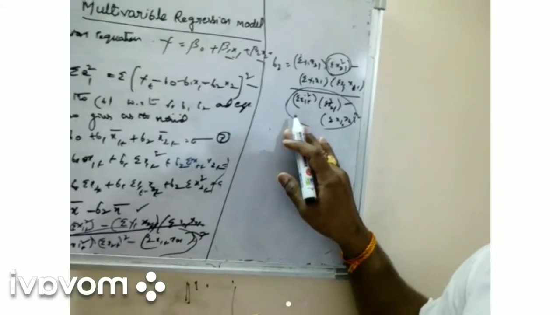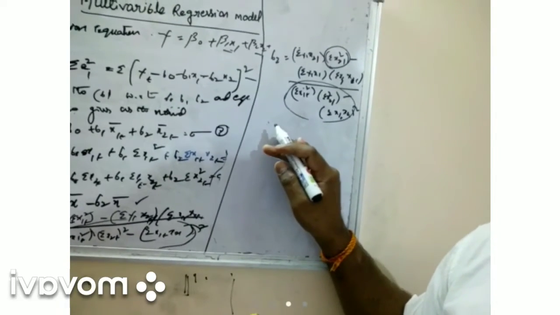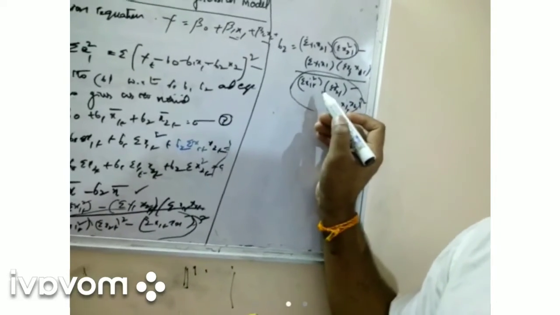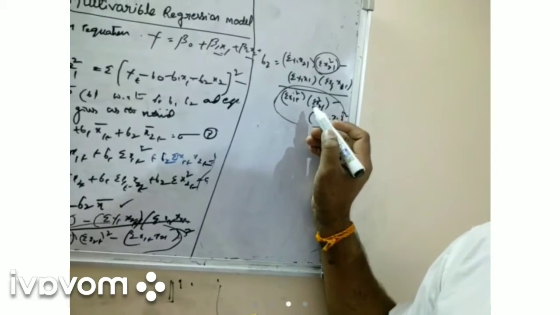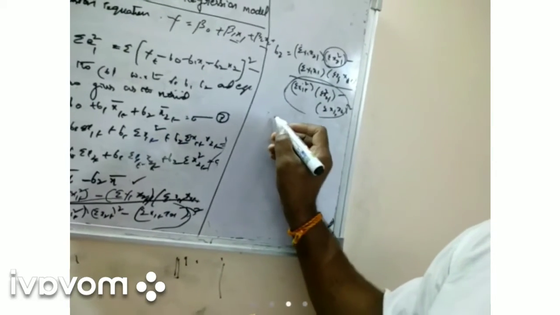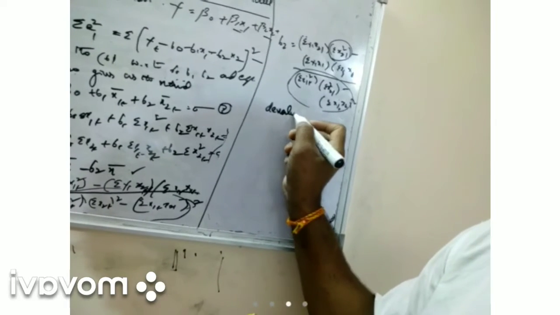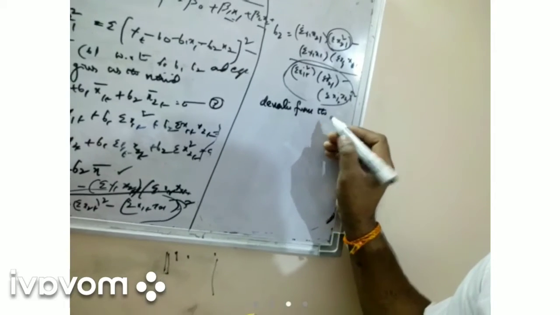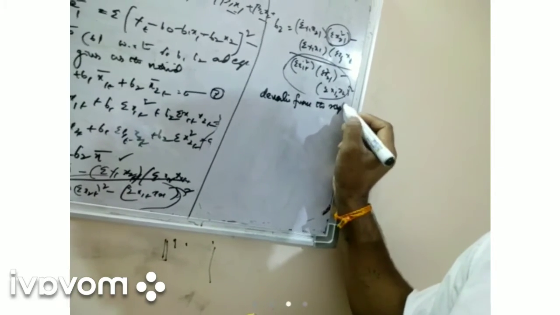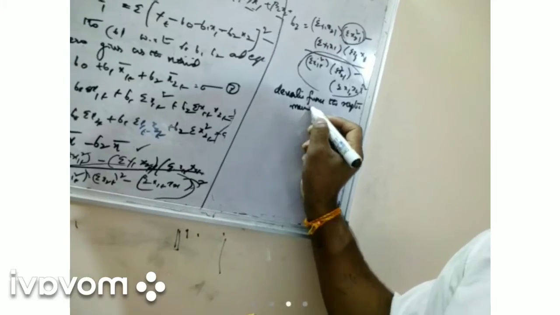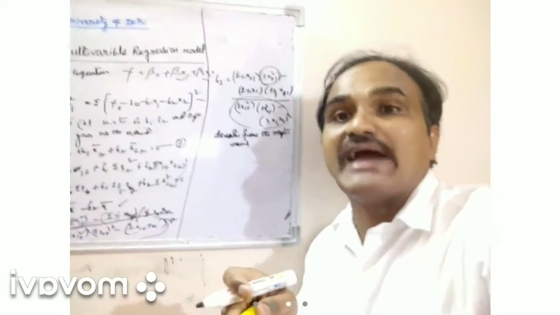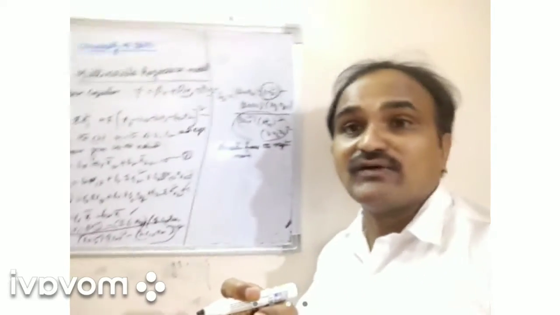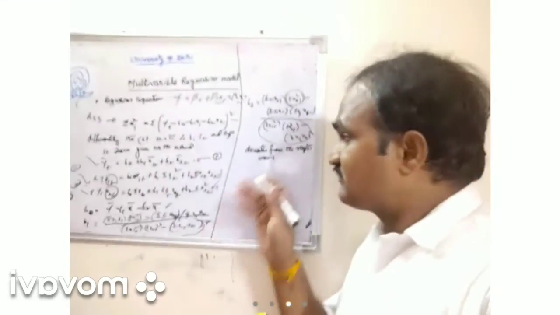So after we know this, the lowercase letters denote the deviations from the respective means. All these you can call deviations from the respective means. The mean value of the deviations is always equal to 0. After differentiation, the mean value is always 0.